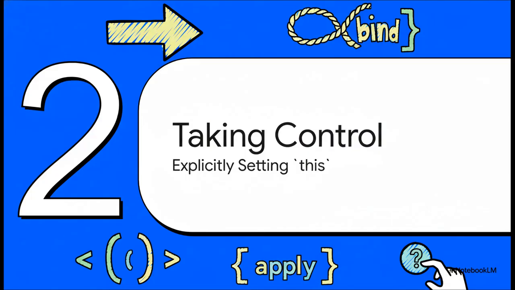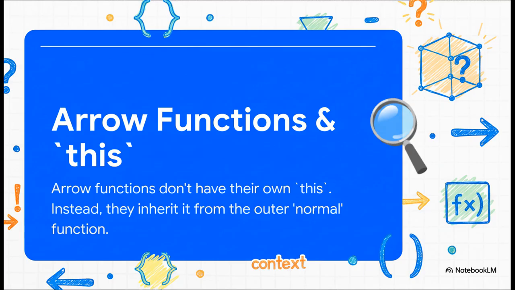Okay, so those are the default rules. They're the automatic behaviors. But what if we want to break those rules? What if we need to step in and tell JavaScript exactly what this should be? Well, the great news is we totally can. Let's see how we can take full control of the context. First up is the modern powerhouse, the arrow function.